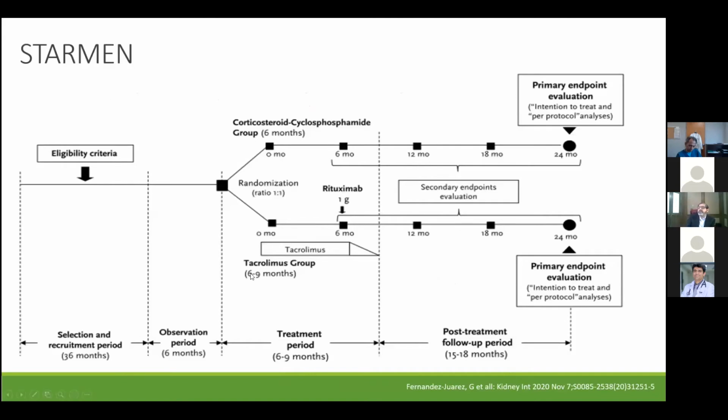But when you come to Starman, what they're doing is sequential therapy with tacrolimus and rituximab, and comparing it to cyclical therapy with corticosteroids and cyclophosphamide. So this is essentially a modified Ponticelli regimen approach. Again, you screen your patients, run them through an observation period of 6 months, and at that point randomize them. The randomization was 1-to-1, which is what it should be in a trial like this. They included people who had proteinuria more than 4 grams, and their GFR was preserved at 45.